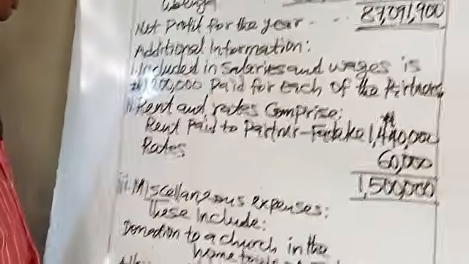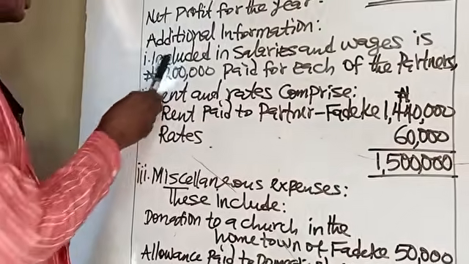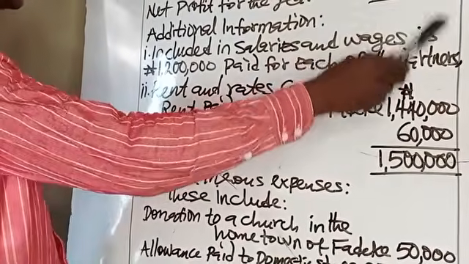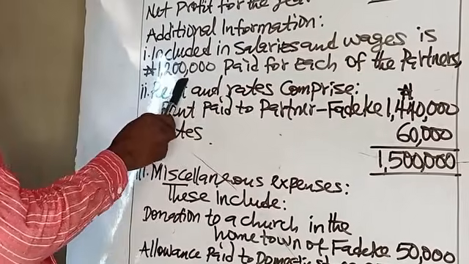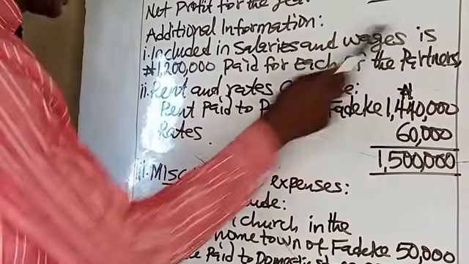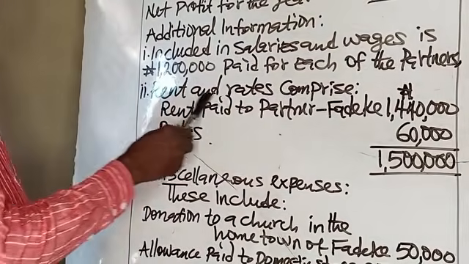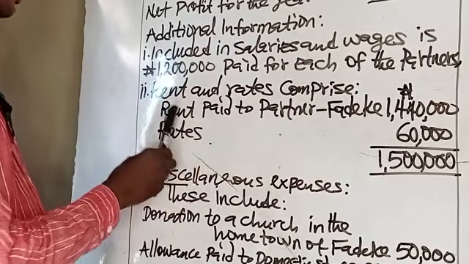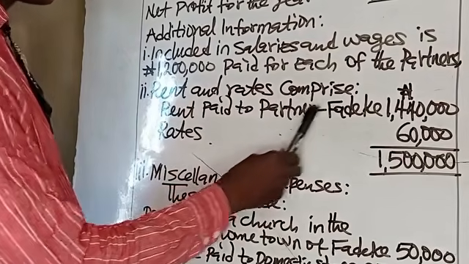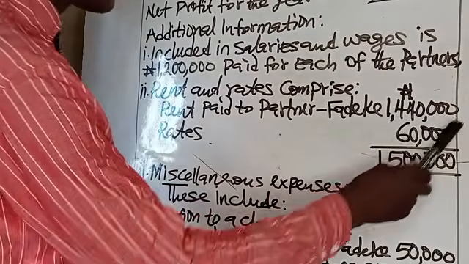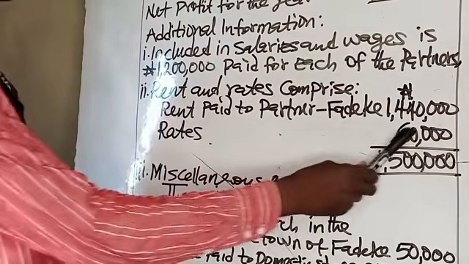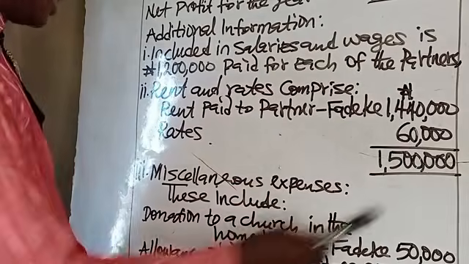Additional information. 1. Included in salaries and wages is 1.2 million naira paid for each of the partners. 2. Rent and rates comprise rent paid to partner Fadeke 1,440,000. Rates 60,000. The total is 1.5 million.